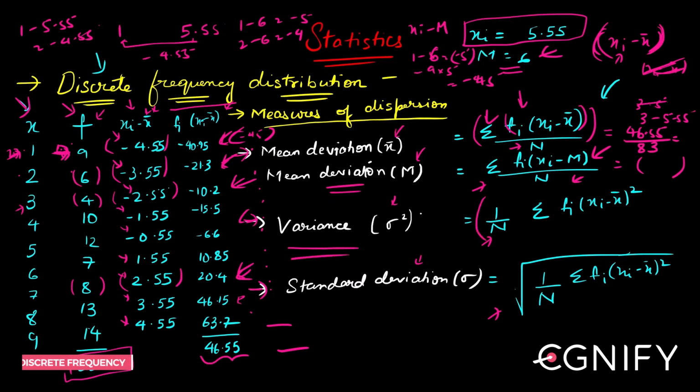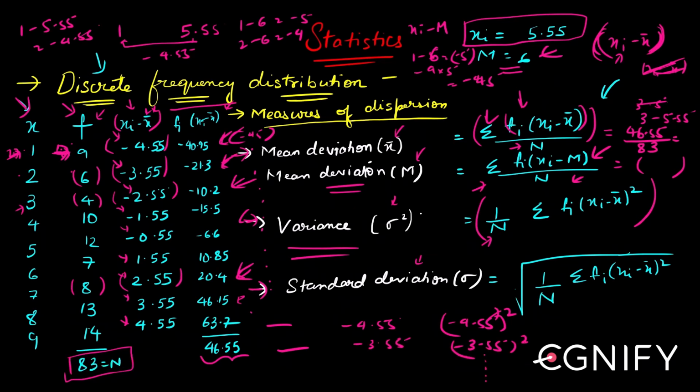Coming to variance. For variance, we use this formula, 1 by N sigma fi into xi minus x bar whole square. Once again, I've not made a table of this, but you have to make it yourself. This particular quantity that you see here, xi minus x bar, you need to make a square column. So if you have minus 4.55, you need to square that. If you have minus 3.55, you need to square that. So you need to make a table of the squares of all the quantities. That will give you your xi minus x bar whole square. And then this quantity you need to multiply with the frequency.